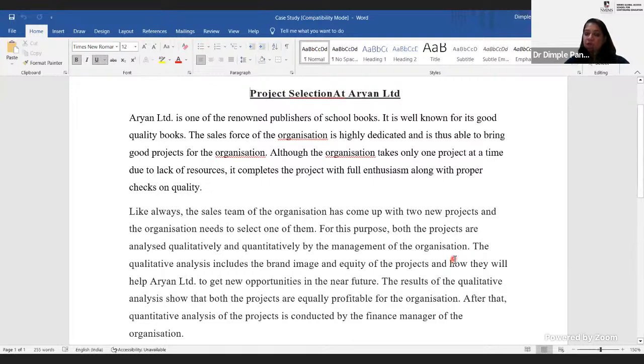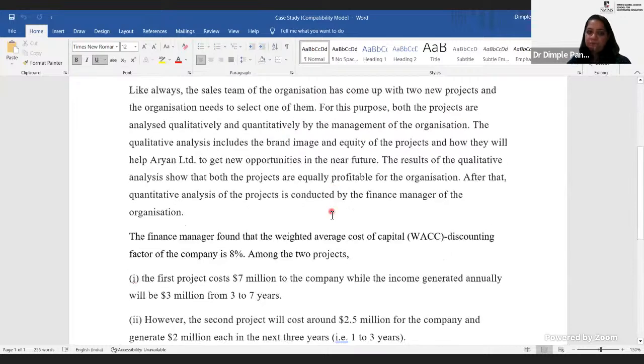So qualitative, as I was talking about, when you are looking at the qualitative analysis of a project, you will look at, okay, if I take up this project, how will it improve my brand image, the value of my company? How will I get good opportunities in the near future, and so on? That is the qualitative way. You're not looking at profits, you're not looking at numbers. But when you look at qualitative analysis, you also want to know whether the project is equally profitable for you or not. So once the qualitative analysis is done, we as corporate finance managers look at the quantitative analysis of the project.